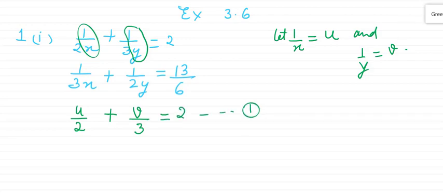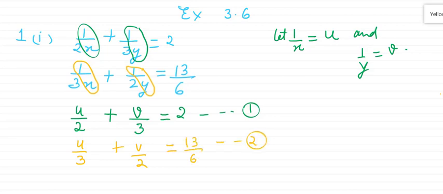Okay. And the same way here again for the second equation, 1 by x will be your u, so u by 3 you will get, and then 1 by y, so it will be v by 2 equals 13 by 6. So this is your equation number 2. All these questions which you have in question number 1, all parts, you have to follow this thing.